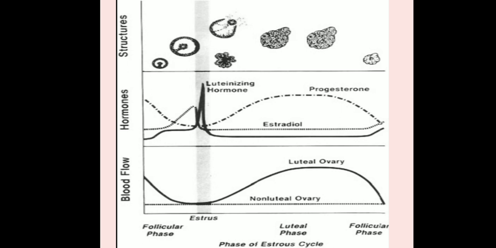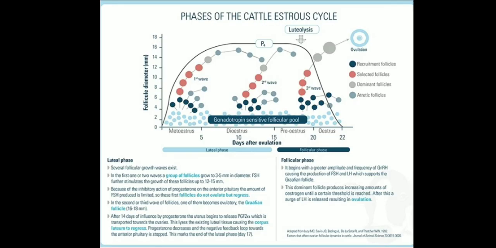In this image, you can easily see the level of structure, the level of hormone and the level of blood flow, which showing the two phases, that is follicular phase and luteal phase. The first one showing the structure, the second one is showing the hormone level, the third one showing the level of blood flow. These are the two main phases in the estrous cycle. Let's talk about the stages of estrous cycle. This is also one image which is showing the follicular phase and luteal phase through the graph.